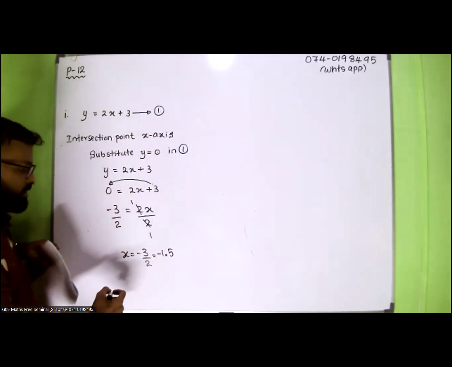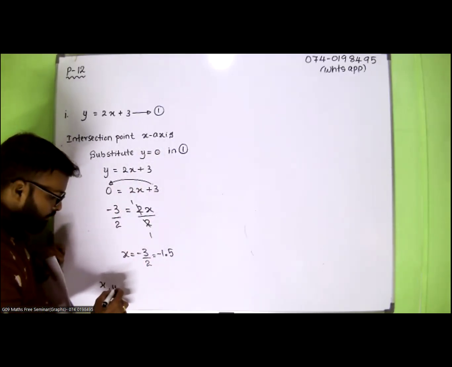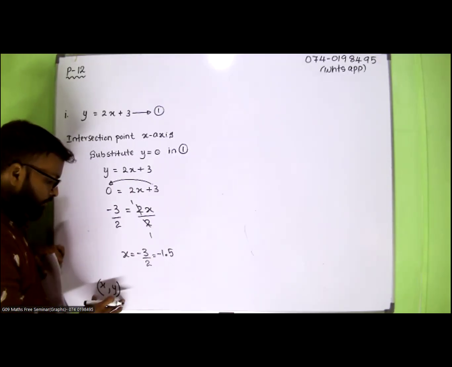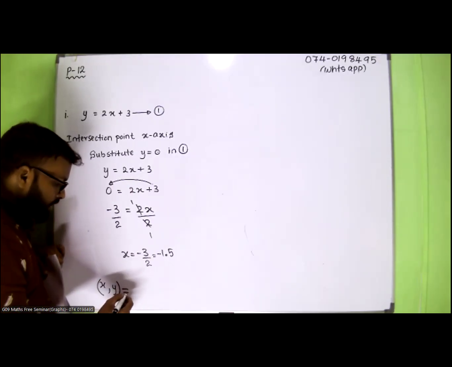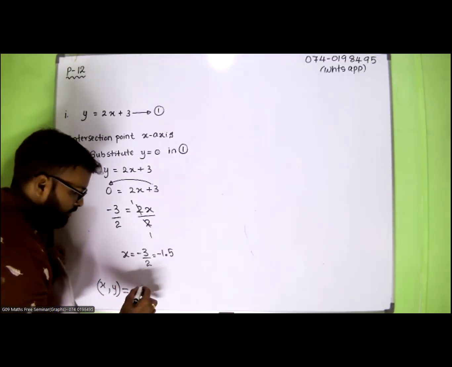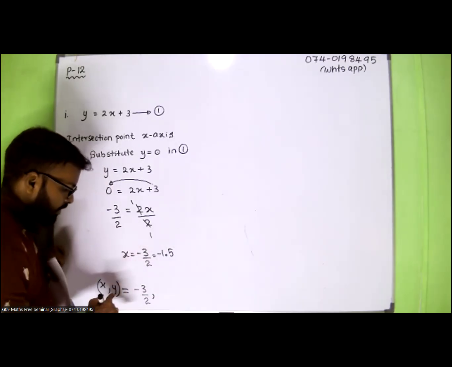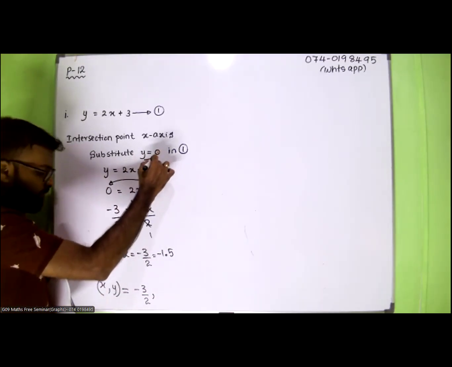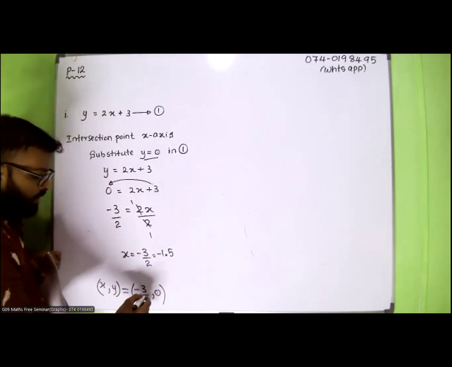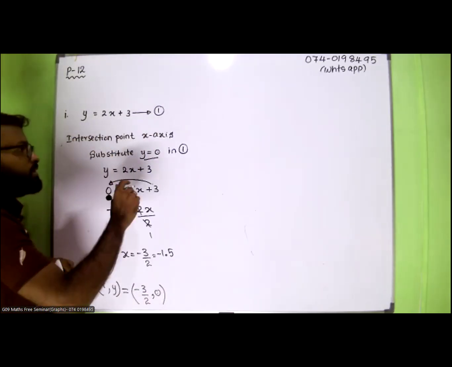Now the intersection point of the x-axis can be written as the ordered pair x comma y. What is the value of x? Minus 3 upon 2 or minus 1.5, comma, y value 0. Then the intersection point of the x-axis is done.